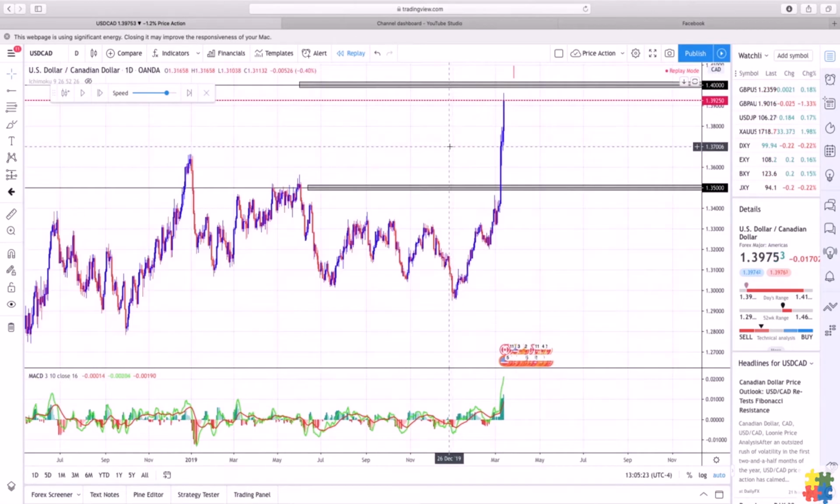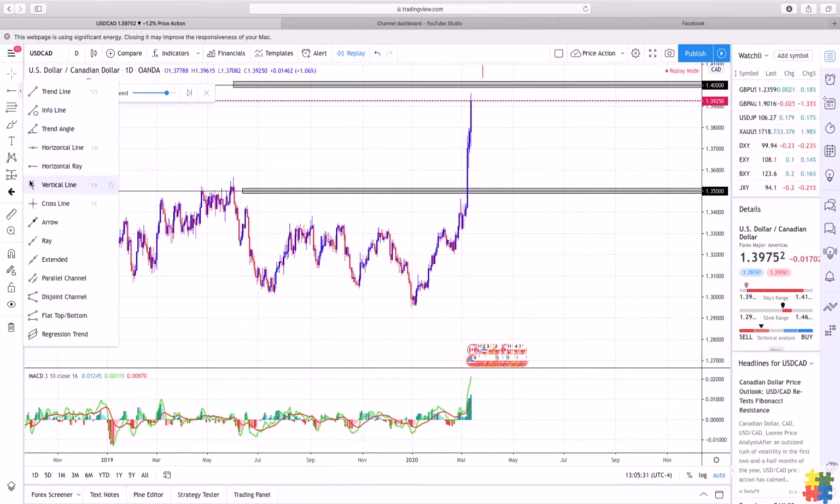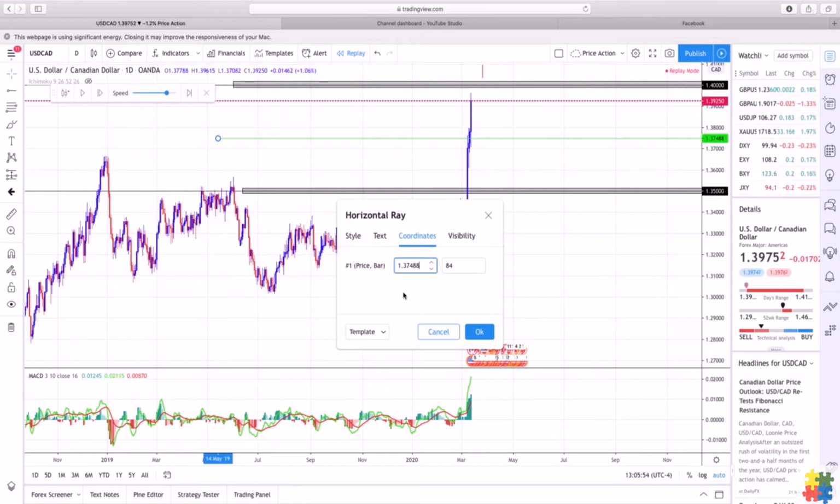What I would also do is, after I get these two lines, I would suggest you go to tradingview.com, make an account, and analyze your charts on TradingView. I would get a horizontal ray right here, and I would put the horizontal ray right dead center. That would be 137.500.